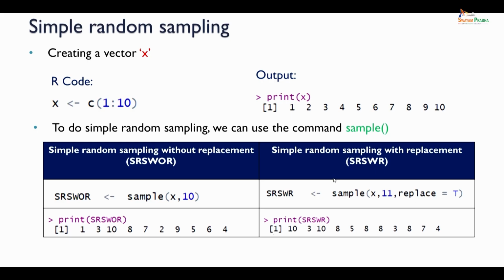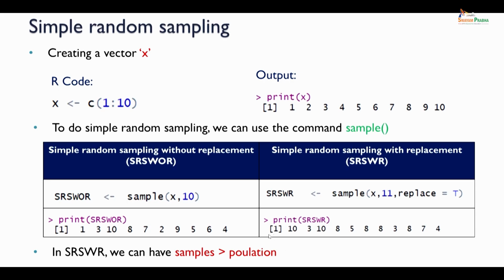Moving ahead, we will also see simple random sampling with replacement, described here as SRSWR. I have named it SRSWR. I am going to use the same function and same vector, but I am going to increase my sample size by one value, that is 11 here, because in simple random sampling with replacement we can have a sample size greater than the population size, since we are replacing the samples back into the population so that we can draw the same sample again. By giving replace equal to TRUE, I am doing simple random sampling with replacement.